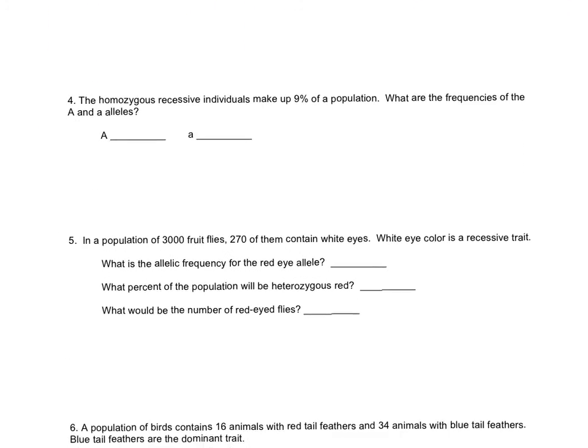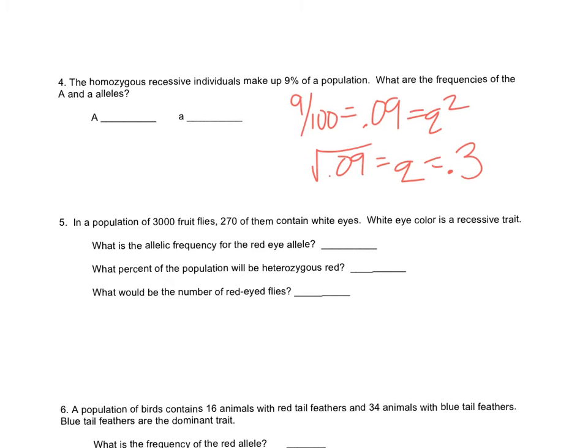Question 4. The homozygous recessive make up 9%. So 9 out of 100 is my Q squared. From there, I know the square root of 0.09 would give me Q. So Q is therefore 0.3. Q represents the recessive allele, which is small a. So that would be 0.3.